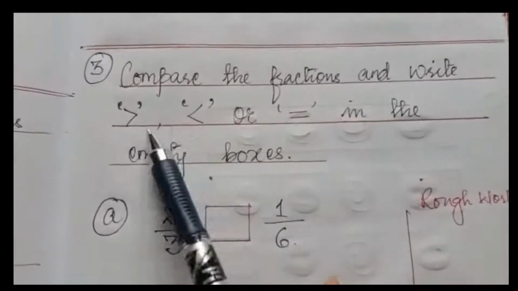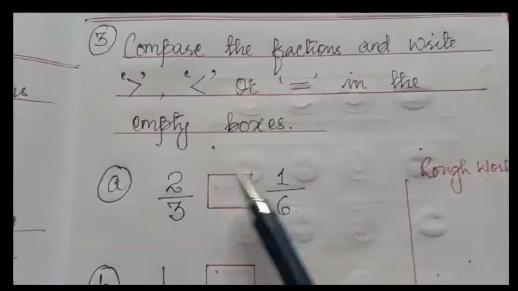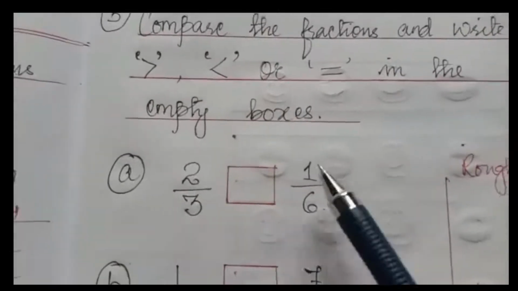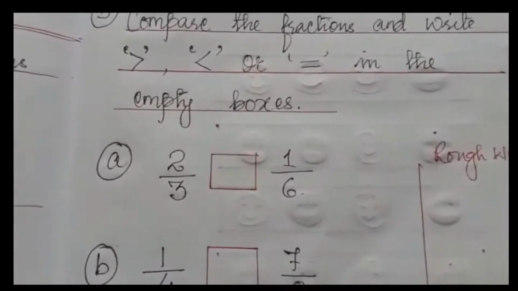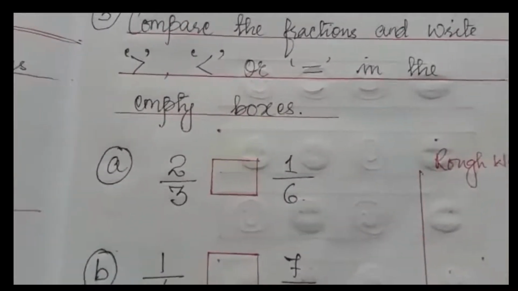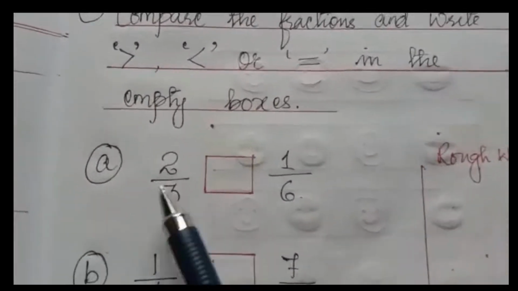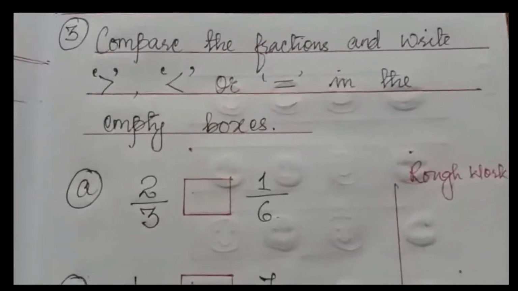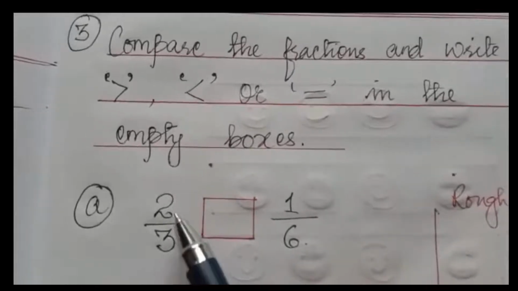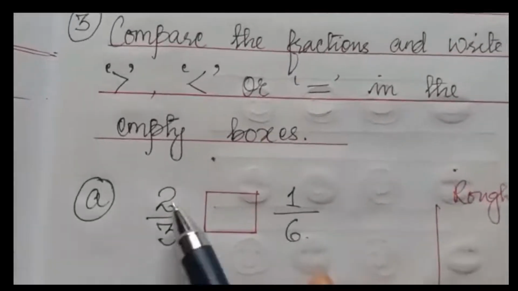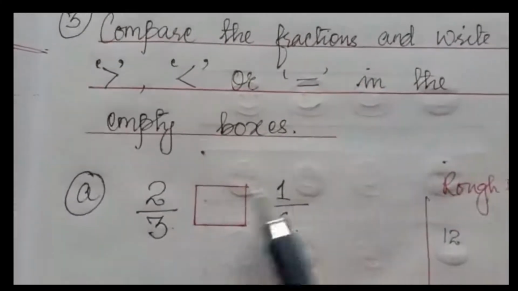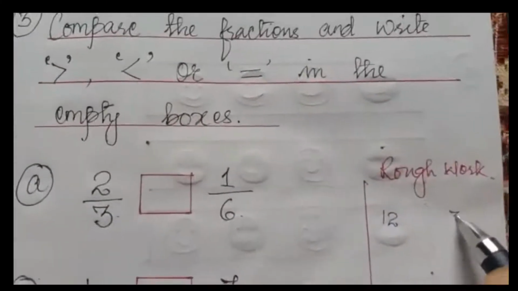You have to give the symbol inside this box. You have to compare the given fractions first. So 2 by 3 and 1 by 6. How to compare these fractions, we have a very easy method. By seeing the fraction you will not come to know which one is greater, which one is smaller. So for that, we will multiply 2 and 6. 6 2s are 12, we will write on the left hand side. Then 3 1s are 3. 3 we will write on the right hand side.